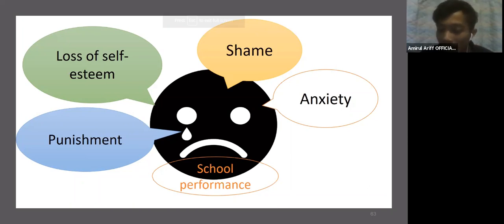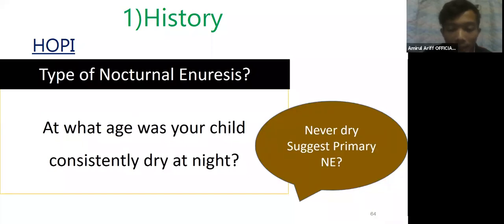Before we talk about that, you need to know that enuresis actually has a significant psychological effect on a child, because you can imagine yourself bedwetting. For example, the child may lose self-esteem, feel shame, and also have anxiety and depression due to the condition. They may get psychological punishment like verbal punishment from family members or friends. This may affect the school performance of the child. That's why enuresis is not a problem that we can take lightly, so we need to manage it properly. So right, next, how we want to approach the patient that comes with bedwetting.